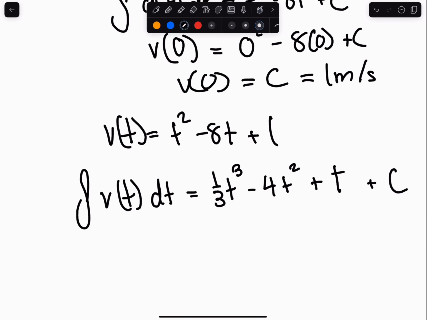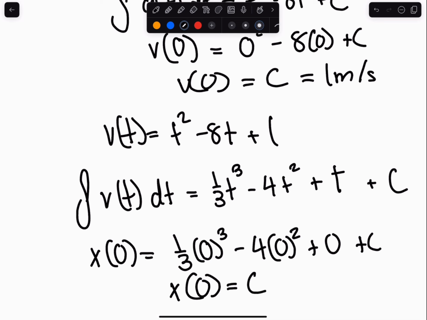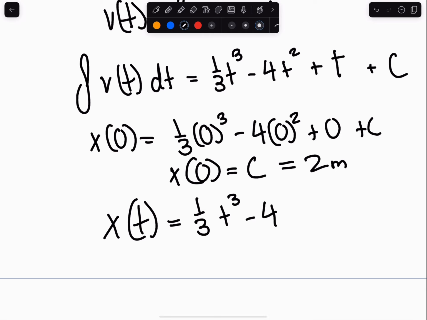Let's plug in 0 into our new position equation. This gives us an initial position as being equal to c. And since we know initial position, we can see that c is 2 meters. This gives us a final position equation as 1/3 t cubed minus 4t squared plus t plus 2.